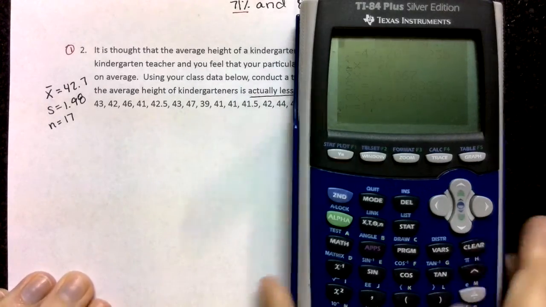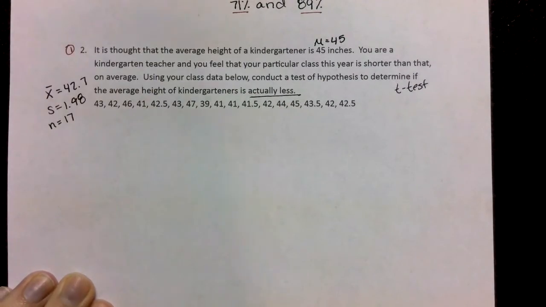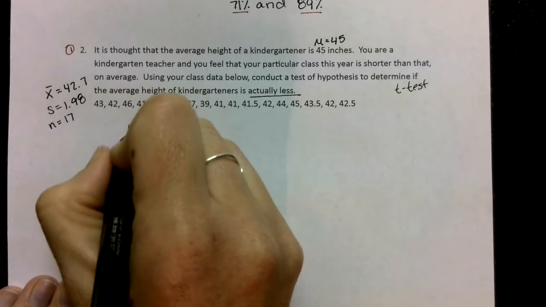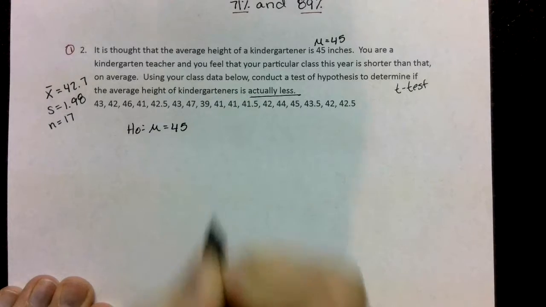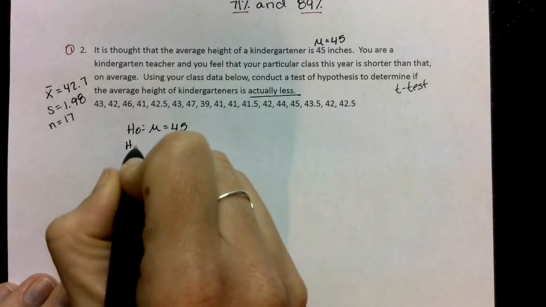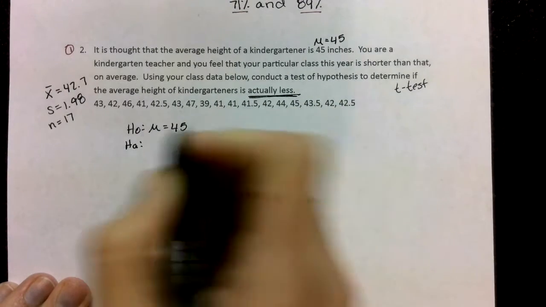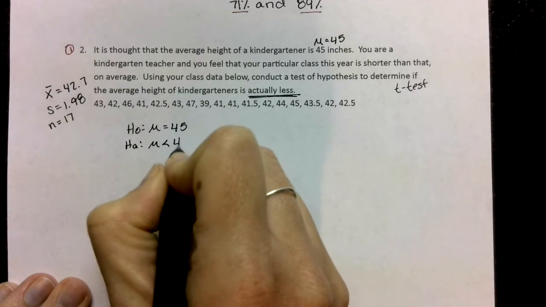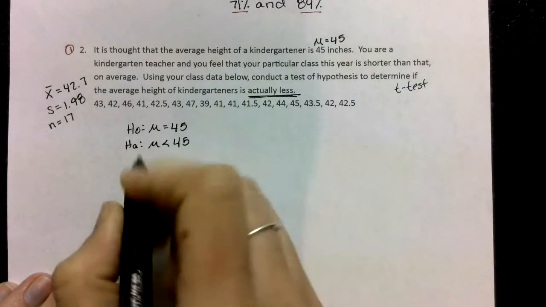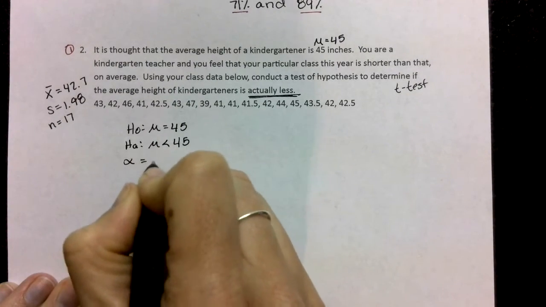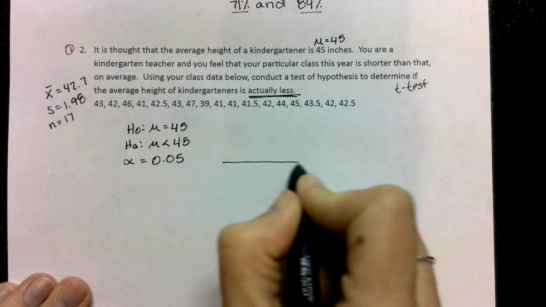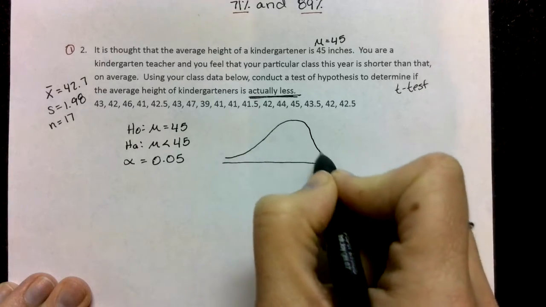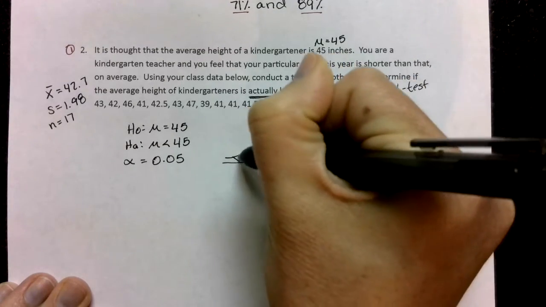to run this test. So now working through the 5-step process, null and alternative. So H sub O, they think that the mean is 45. H sub A, we think that it is actually less. So this is another left tail test. Alpha is 0.05. So now I'm going to do my critical value and my test statistic.